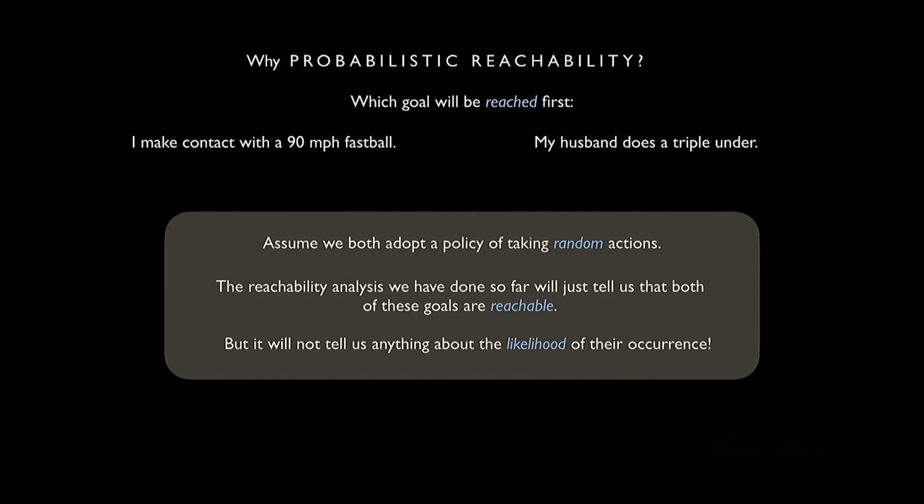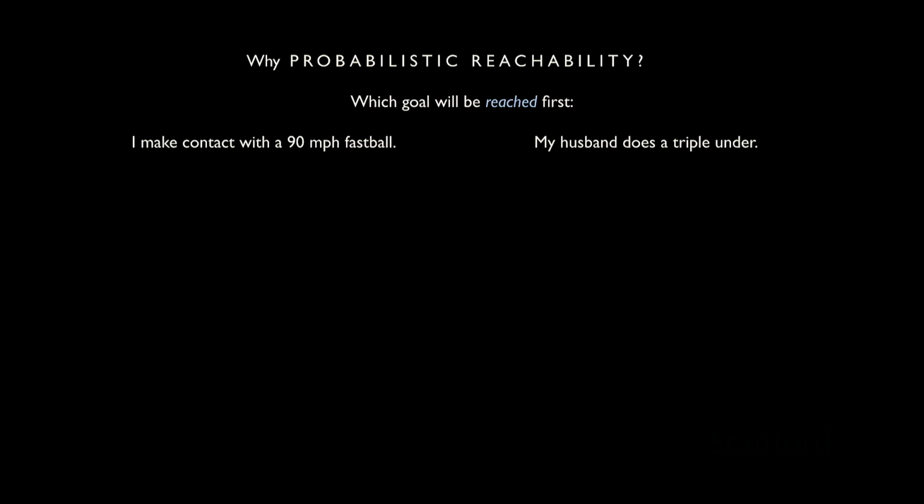With deterministic reachability, we don't get to know these things. We just say that it could be reached. So we don't get to know the relative likelihood of these goals. And if I'm going to specify some terms for this bet, I would like to know the relative likelihood. So that's the idea of probabilistic reachability.